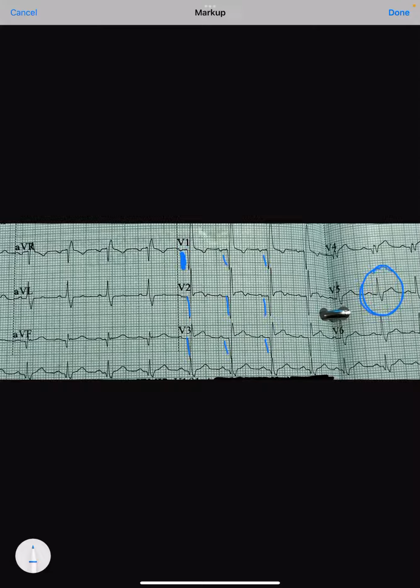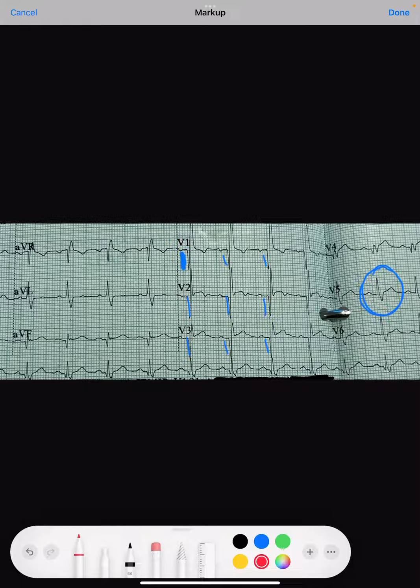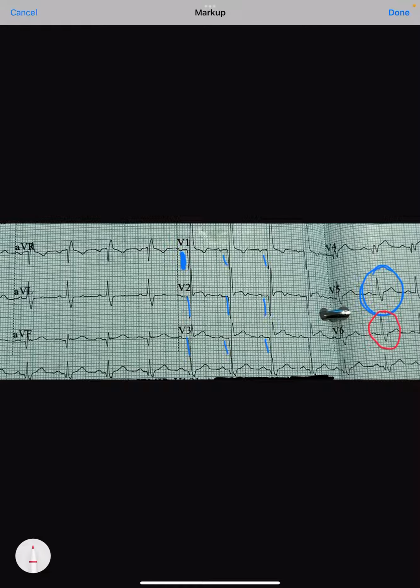In V5 there is not even a single millimeter Q wave. In V6 there is not even a single Q wave. So it is not there at all. So what does it tell you? That the Q wave is not present here. It is not present here, but it is definitely and instinctively present here in V1, in V2, in V3 as well.